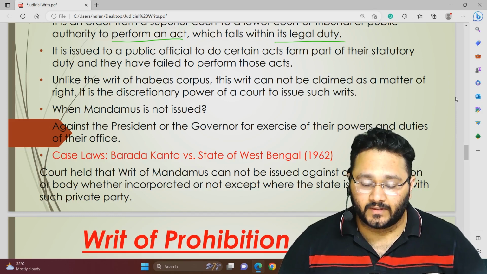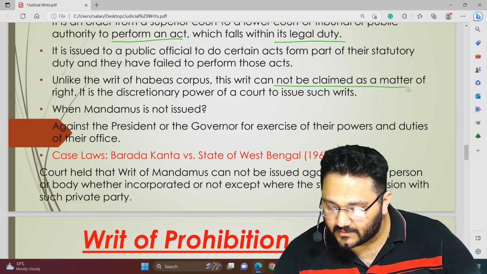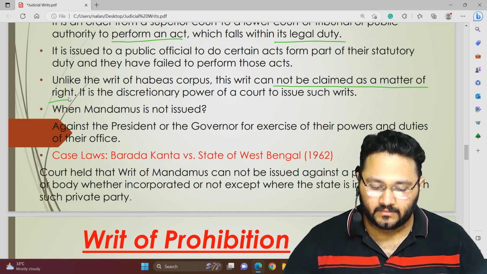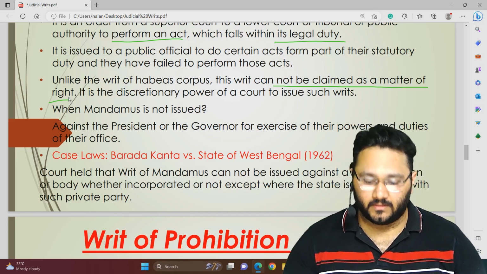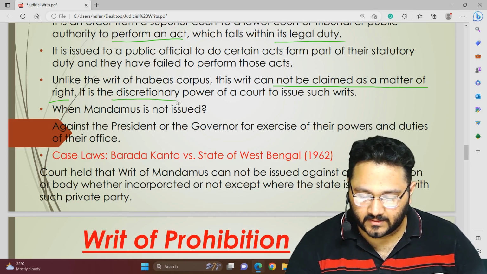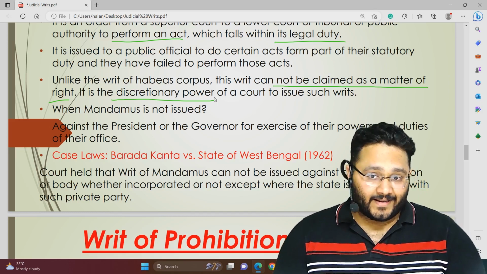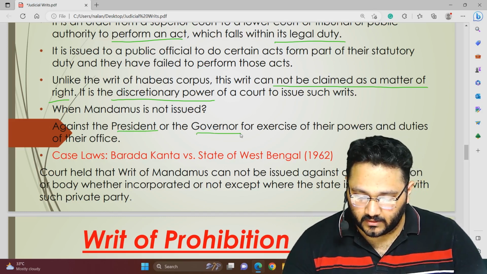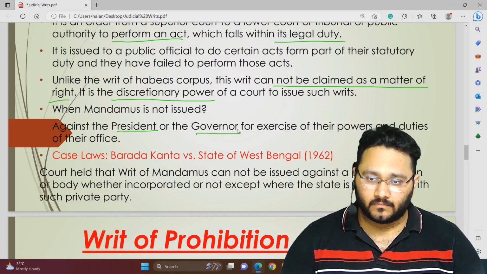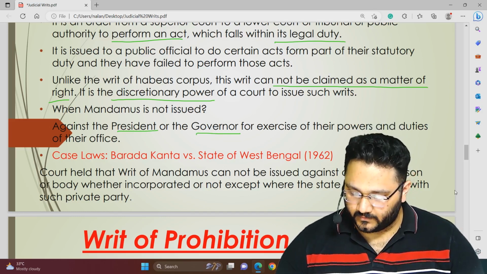Unlike the writ of habeas corpus, this writ cannot be claimed as a matter of right. It is a discretionary power of a court to issue such writ. You can underline this. It's a discretionary power. Mandamus is a discretionary power. It cannot be issued against the president or a governor for exercise of their legal duties or official duty or constitutional duties.